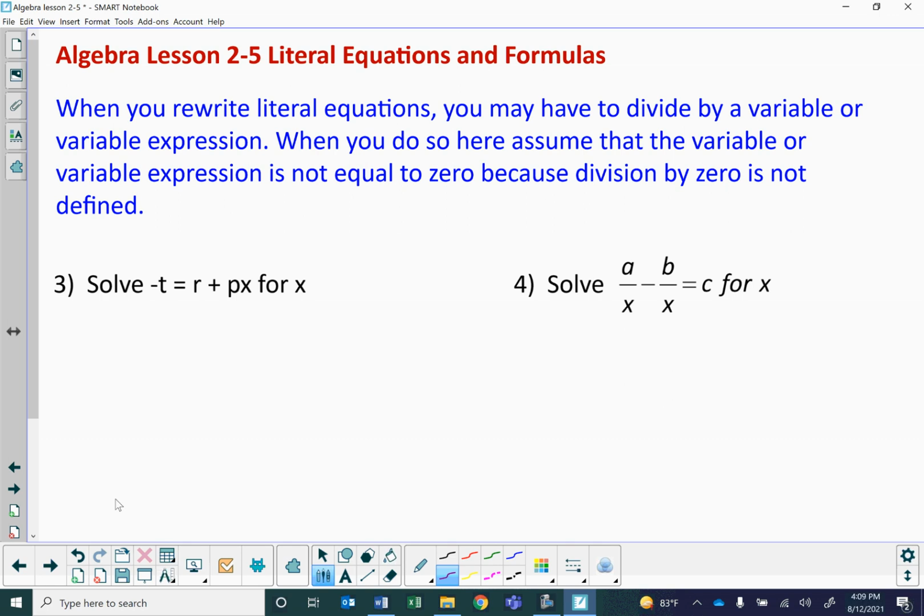All right, when you rewrite literal equations, you may have to divide by a variable or a variable expression. When this happens, you have to assume that the variable or the variable expression is not equal to 0 because division by 0 is not defined. When you get into Algebra 2, division by 0 is still not defined, but we'll go one step further and we will give you a domain and a range for this.